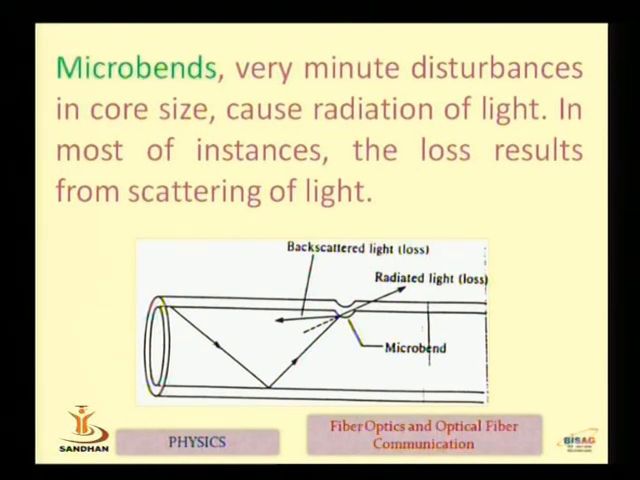Microbends. If we try to manufacture any fiber optic cable, then the structure of the core should be uniform. If there is any minute disturbance in the core, then what happens?